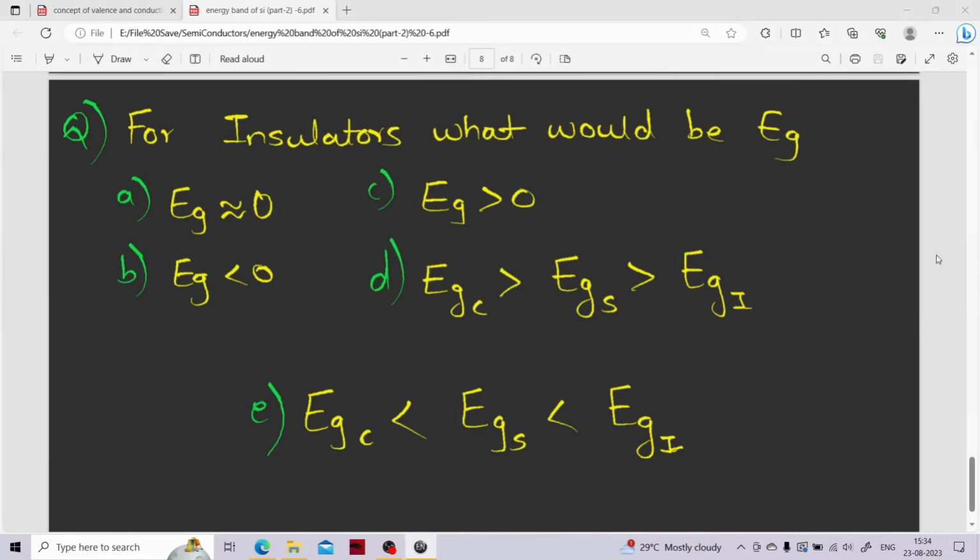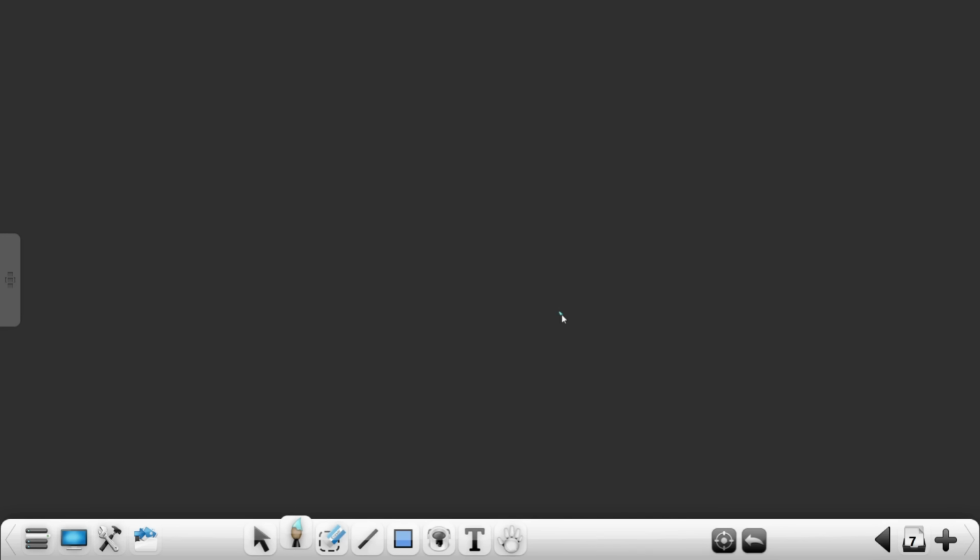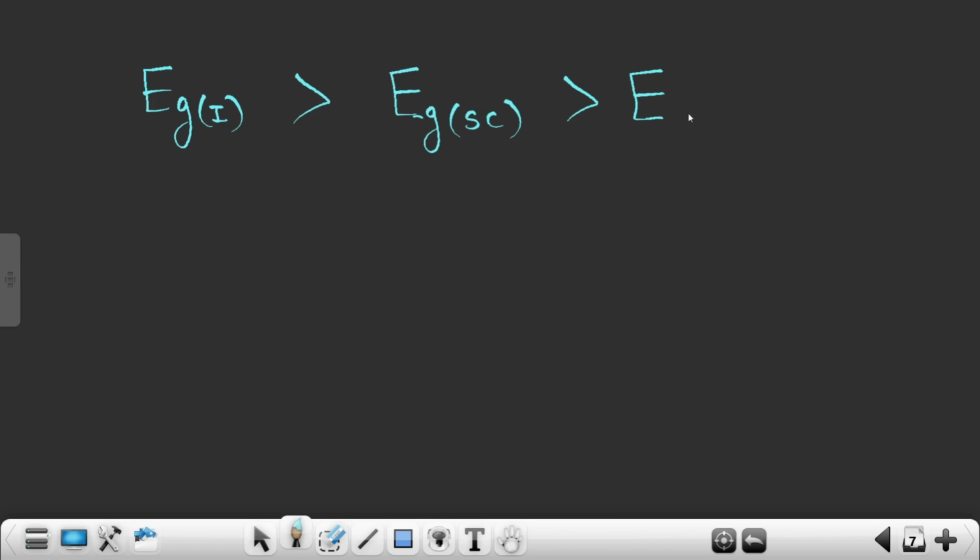Let me write it over here: forbidden energy gap of insulator is greater than forbidden energy gap of semiconductor, which is greater than forbidden energy gap of conductor.